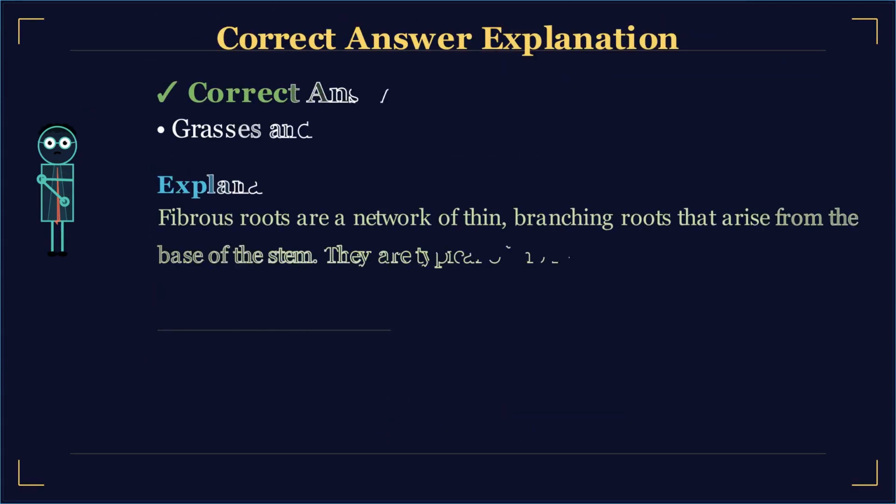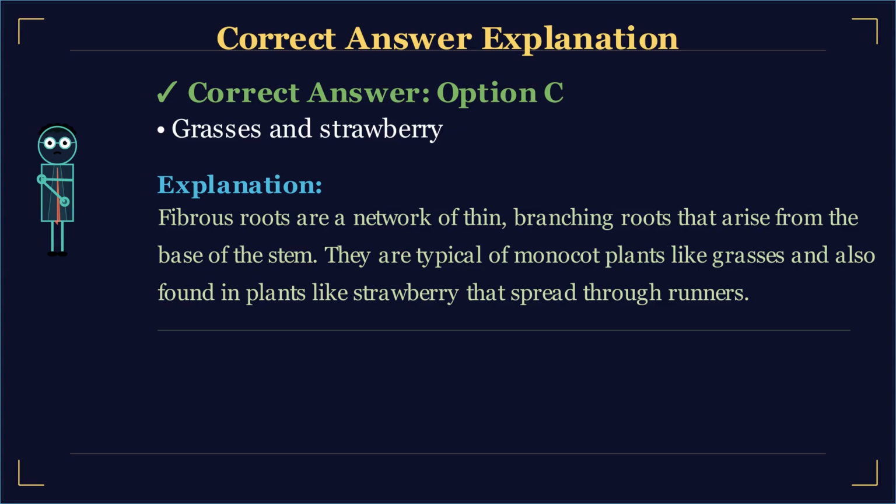Here's the explanation for the correct answer. Fibrous roots are a network of thin, branching roots that arise from the base of the stem. They are typical of monocot plants like grasses and also found in plants like strawberry that spread through runners.